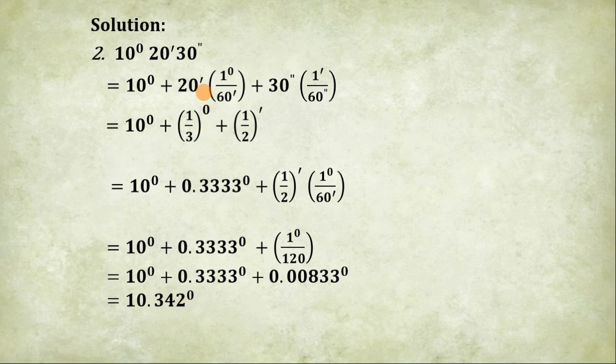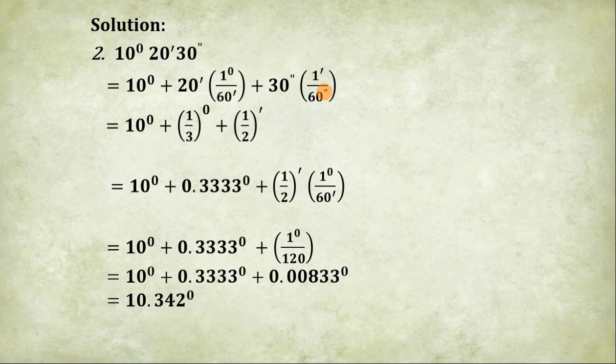Okay. The minutes and the minutes here will be cancelled out. So we have 20 times 1 degree all over 60. The 0 here and the 0 will be cancelled out. So 2 times 1 all over 6, that is 2/6 degrees or 1/3 degree. Plus 30 seconds. We know that in 1 minute, there are 60 seconds. Or this is an equivalent expression. 1 minute over 60 seconds is 1.